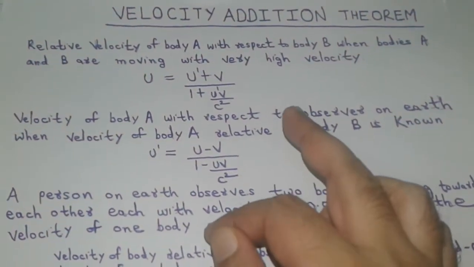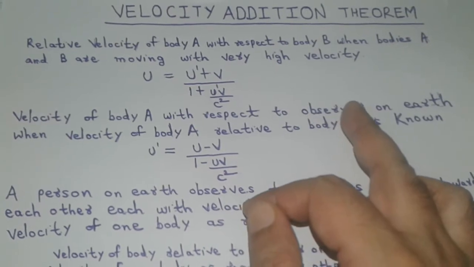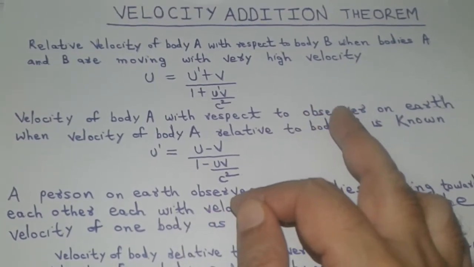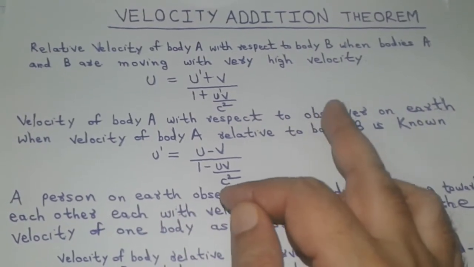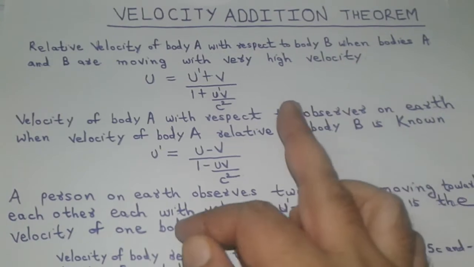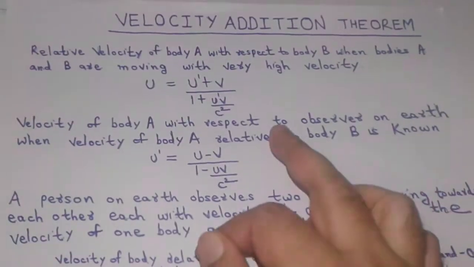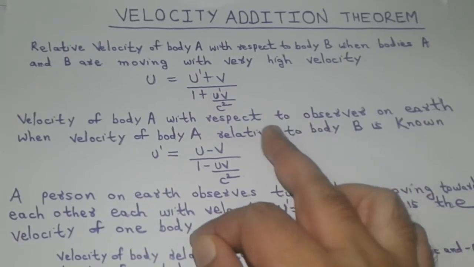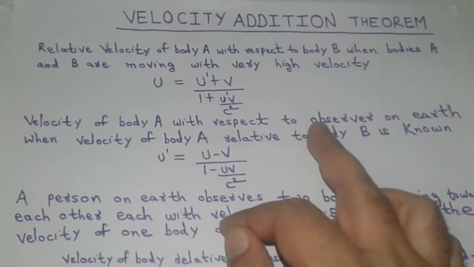For example, if a car A is moving in east direction with a velocity of 30 km per hour and another car B with a velocity of 35 km per hour overtakes A in the same direction, then the relative velocity of car B as recorded by car A will be 35 minus 30 equal to 5 km per hour.